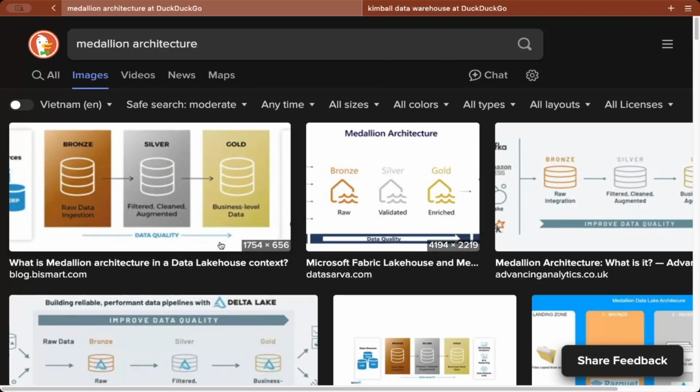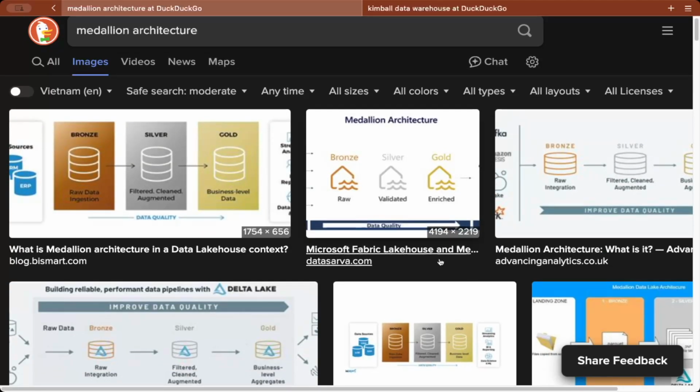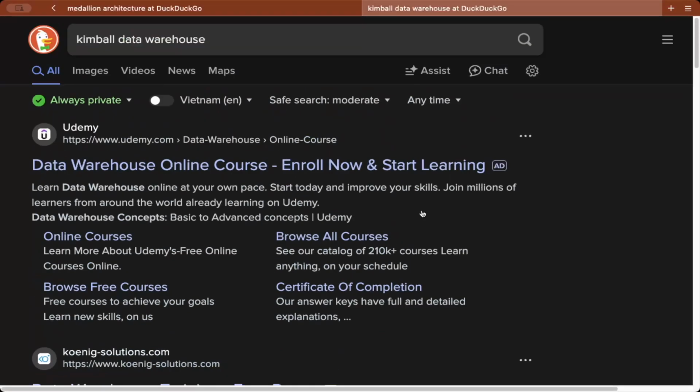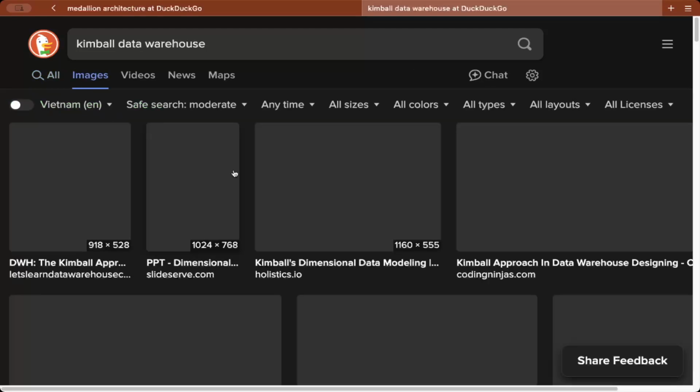You can see that all the diagrams mention improved data quality, which is different from the Kimball data warehouse. The Kimball data warehouse has been very popular since 2010, helping enterprises and corporations standardize all the data in the database and create a central data warehouse, which we call Kimball data modeling.